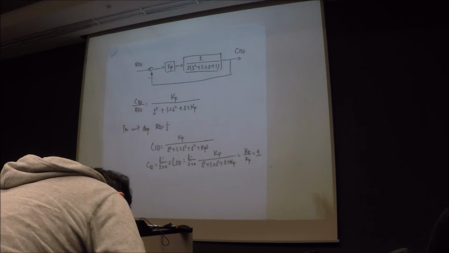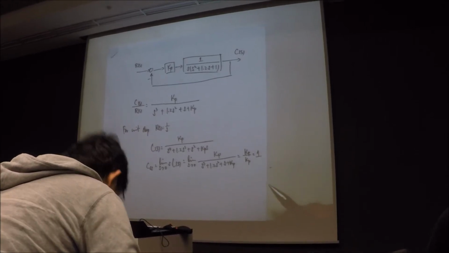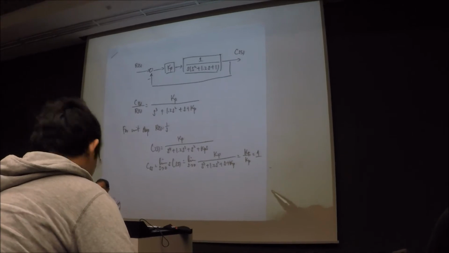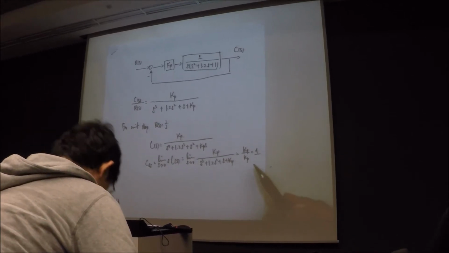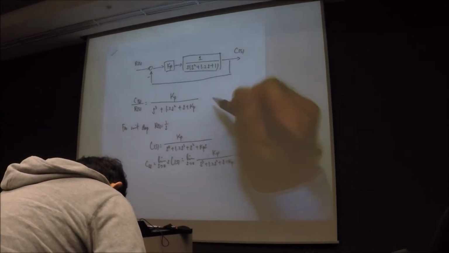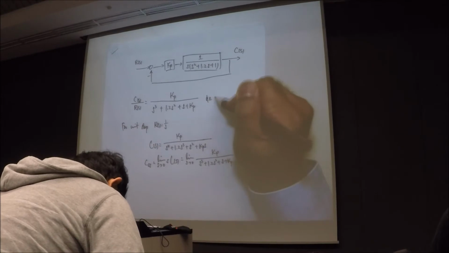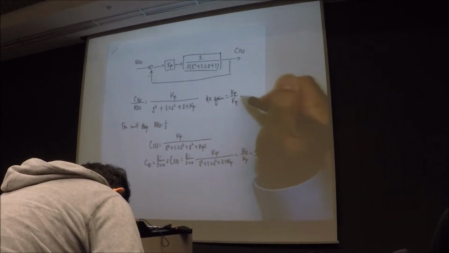And you can basically conclude that based on this, it doesn't matter what Kp value you're using. It has no effect at all. That means your Kp doesn't actually affect your response. So from here, if you were to use the DC gain, what's the DC gain? Kp divided by Kp is equal to 1.